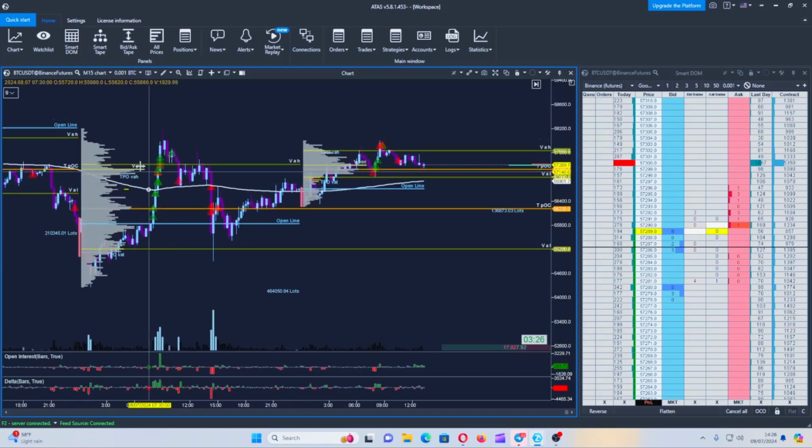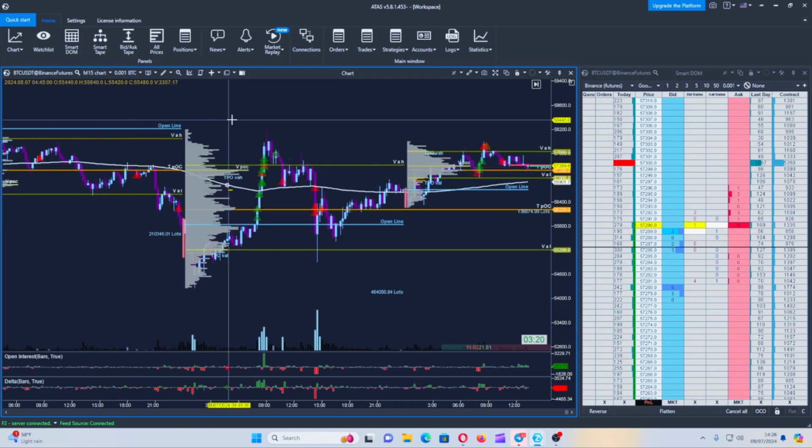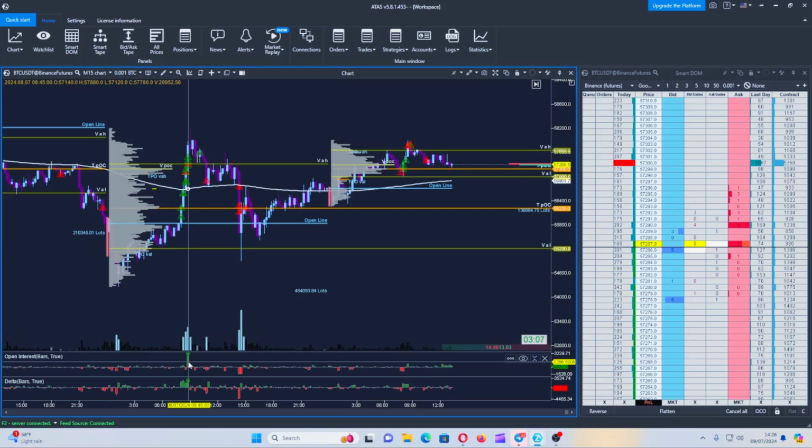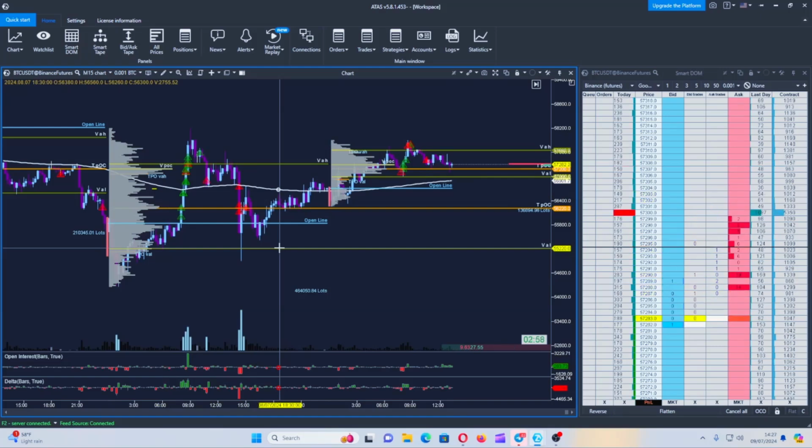We're at the value area high. We've re-tipped into the value area high of the previous day. We've nearly tagged the open line of the previous day, which then will cause it, because we've had the volume spike at the high, we've had the spike in the open interest, and then it causes it to crash down.